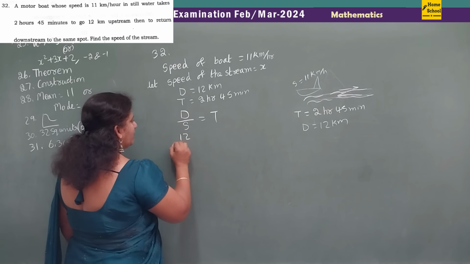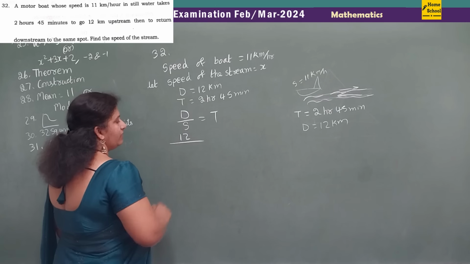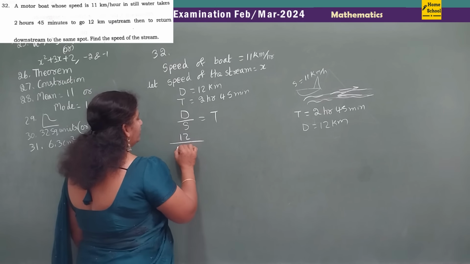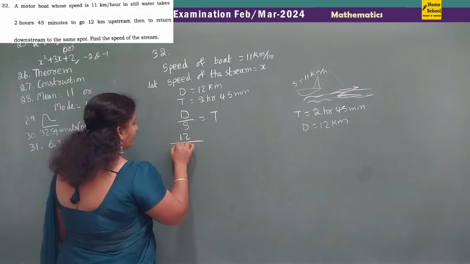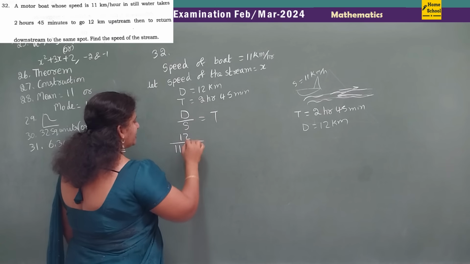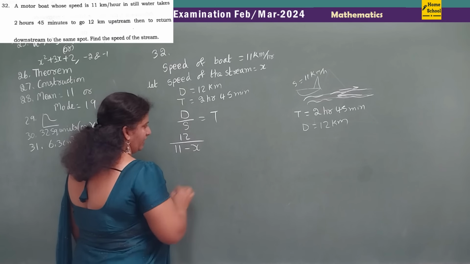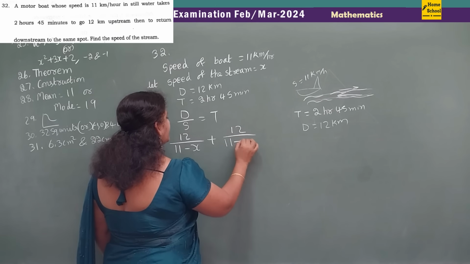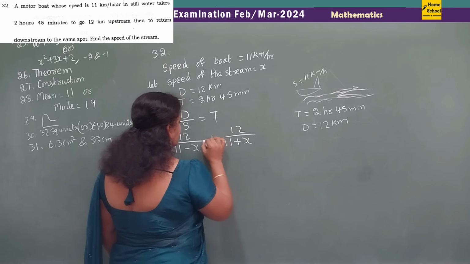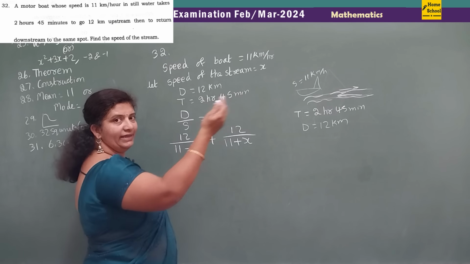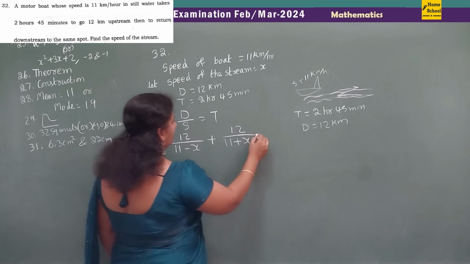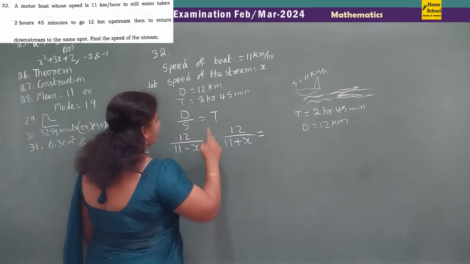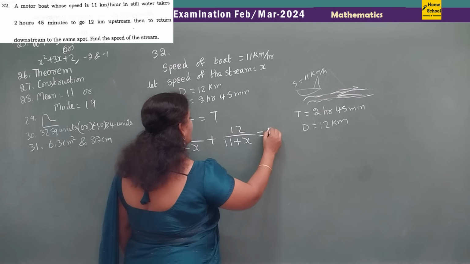Distance is 12. What we need to do here? The speed of the boat is 11. Upstream, we need to take 11 minus x. Twelve by the downstream speed 11 plus x, we need to add to go and come back. We need to add, and this is equal to 2 hours 45 minutes.